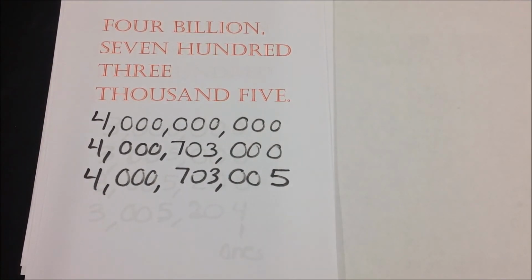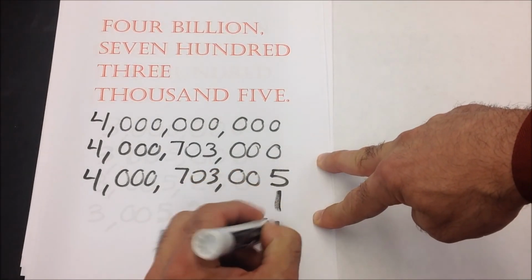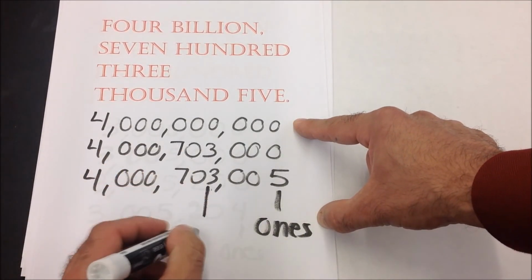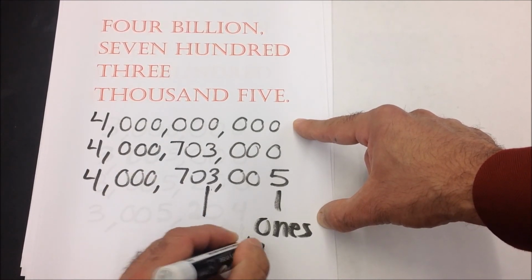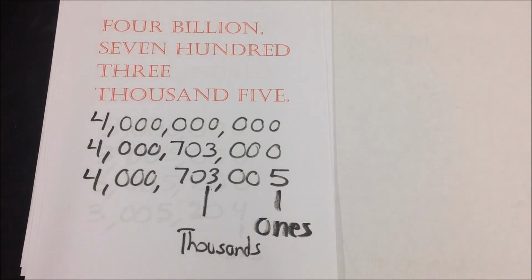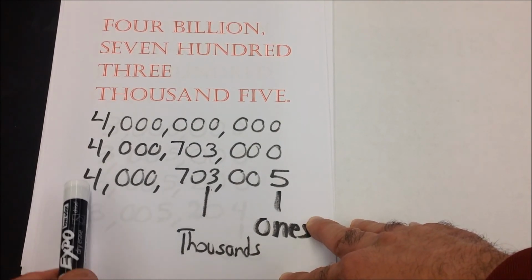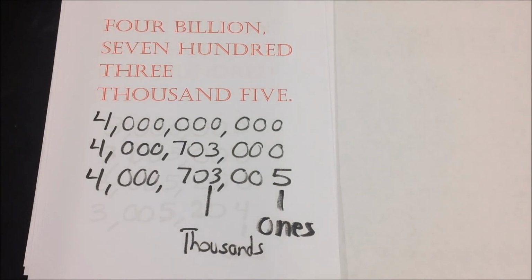So there's value and there's the place. That's why we call it place value. The 5 is in the ones place, and its value is 5. The 3 is in the thousands place, and its value is 3,000. The 7 is in the hundred thousands place, and its value is 700,000. And the 4 is in the billions place, and its value is 4 billion. So by knowing the place and the value, we can then go into expanded form. And we'll talk about expanded form in the next video, and more on whole number place value. Great job.